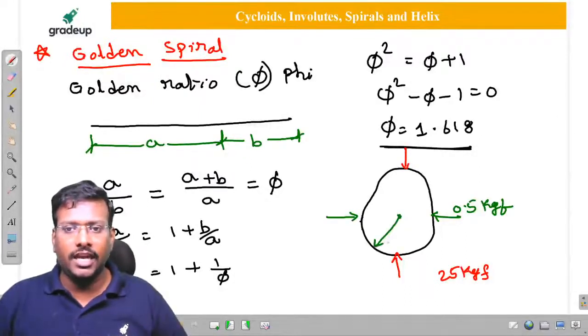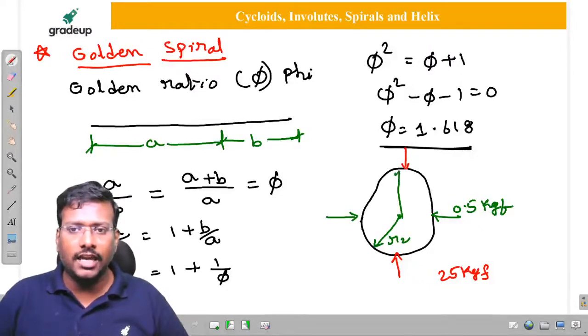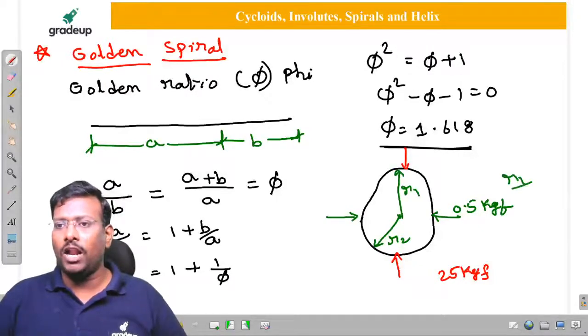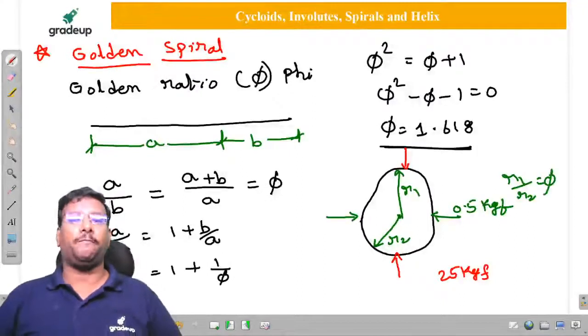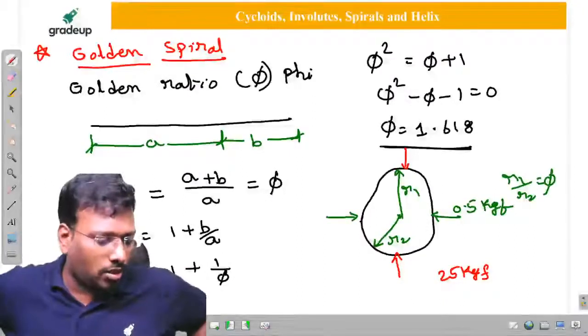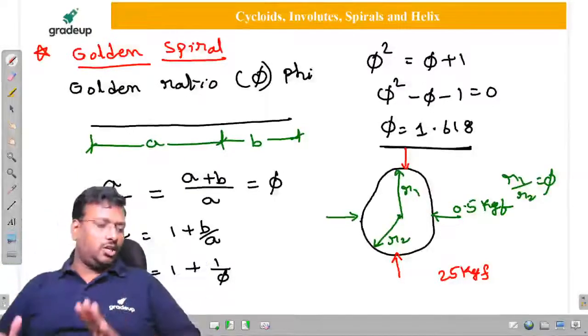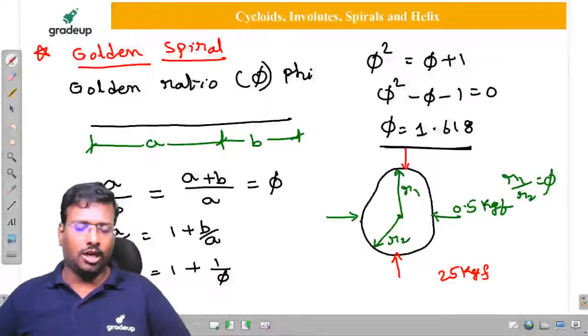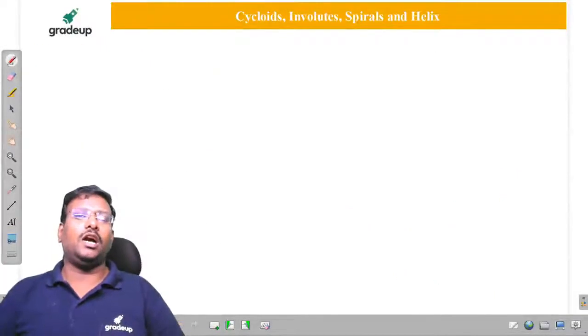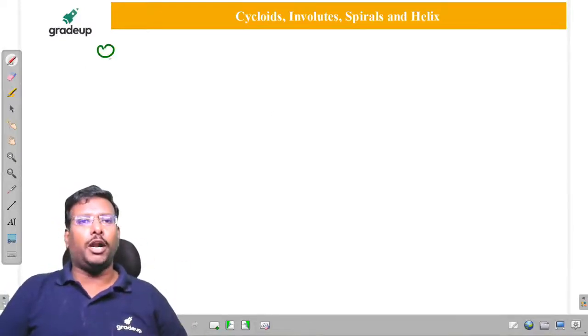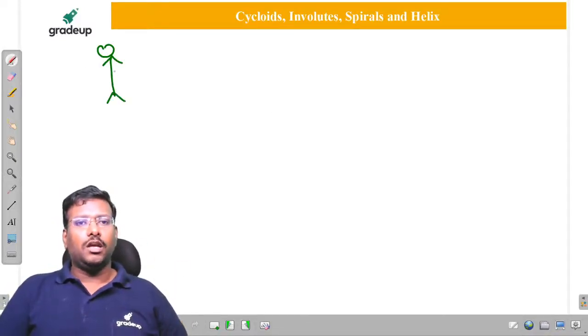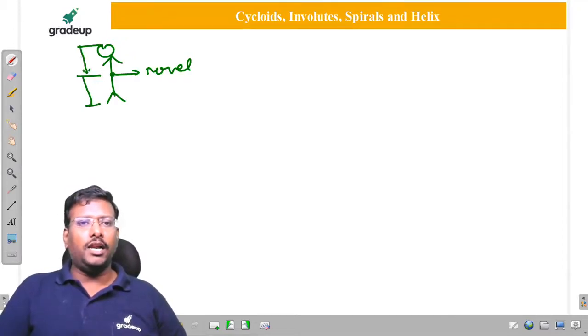So if this is the radius R2 and this is the radius R1, for the egg R1 by R2 is always equal to phi. So R1 by R2 is equal to phi. Actually, my intention is to explain the egg only, because I did not draw it properly. Or otherwise, take the example of the human body. The navel is here. Now, if you observe the distance from here to the head and head to navel and navel to foot will be the same. No, sir.